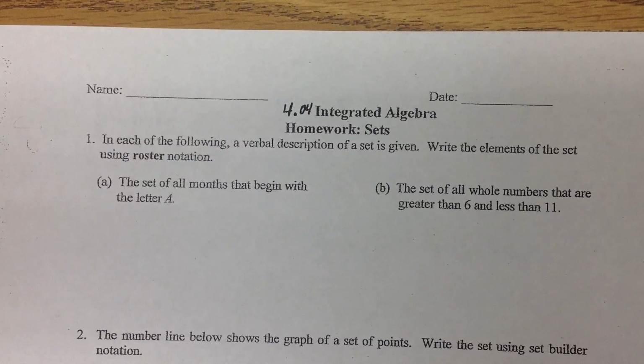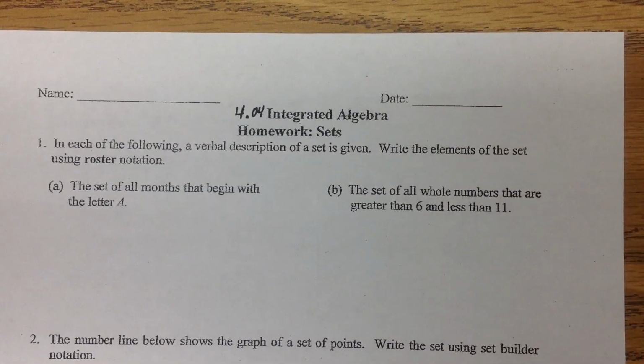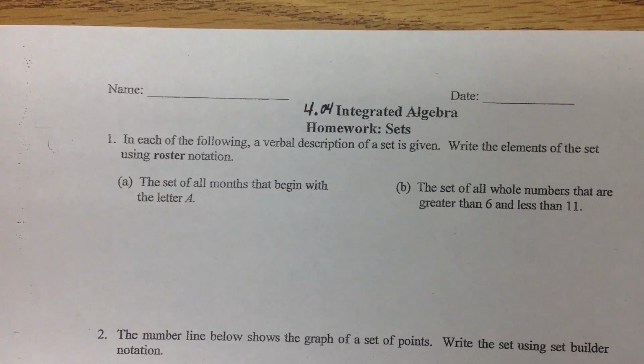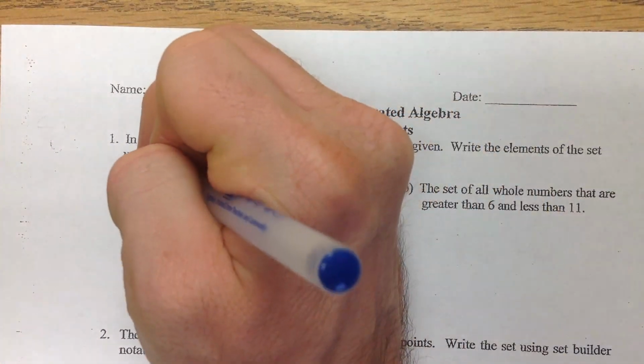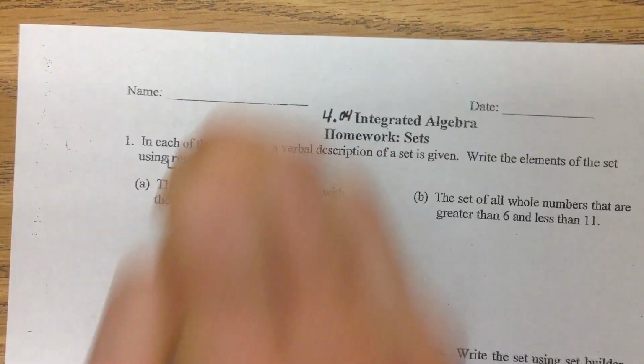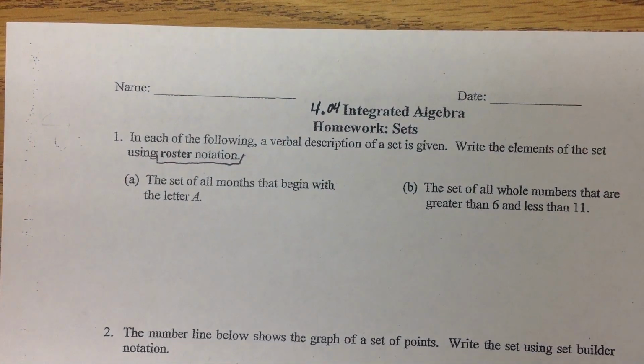All right, number one, in each of the following, a verbal description of a set is given. Write the elements of the set using roster notation. So the question is, what is roster notation? Well, if we think about a roster on a sports team, it's just a list of all the players that are on the team. So roster notation is just a list of all our options.